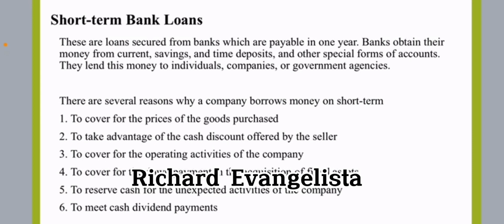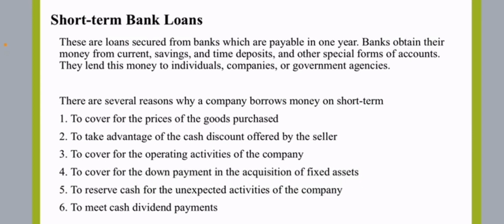Short-term bank loans. These are loans secured from banks which are payable in 1 year. Banks obtain their money from current, savings, and time deposits, and other special forms of accounts. They lend this money to individuals, companies, or government agencies. As a sign of indebtedness, banks ask companies to sign a promissory note. This document serves as proof that the company has an obligation to pay back the bank for the principal and interest when the terms mature.